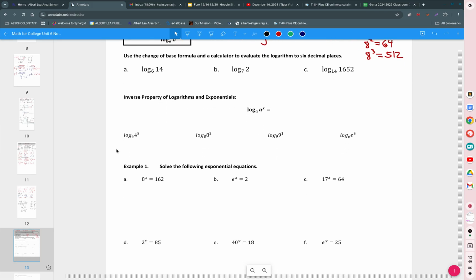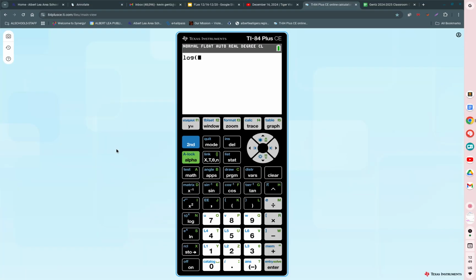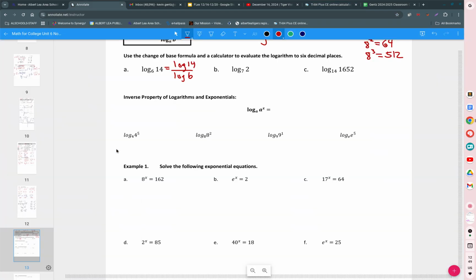So we are going to practice using that change of base formula right now. I want to calculate the log base 6 of 14. And so in order to compute that, I do the log of 14, and I divide it by the log of 6. I'm going to type it in. Log 14 divided by log of 6. And I get 1.472. I'm going to write out to 3 decimal places.